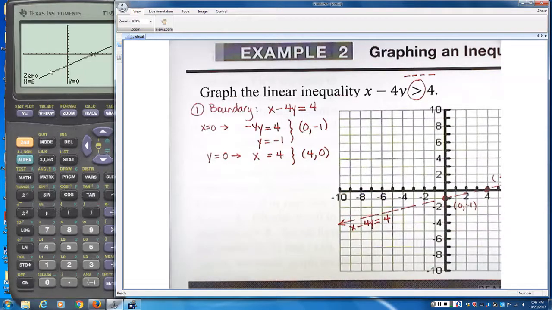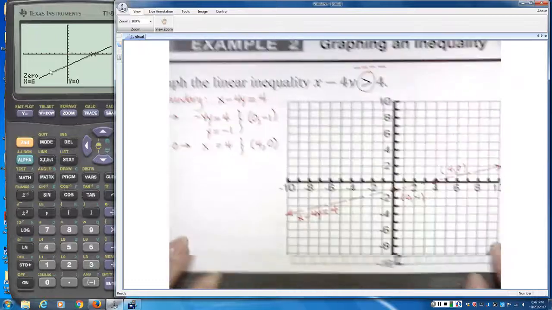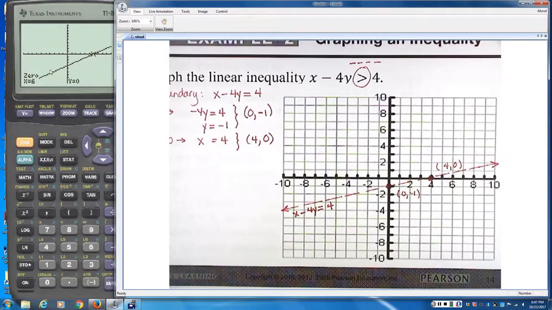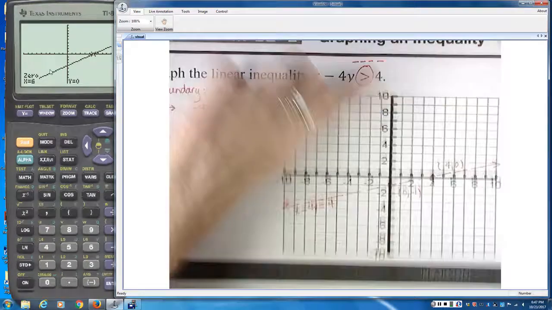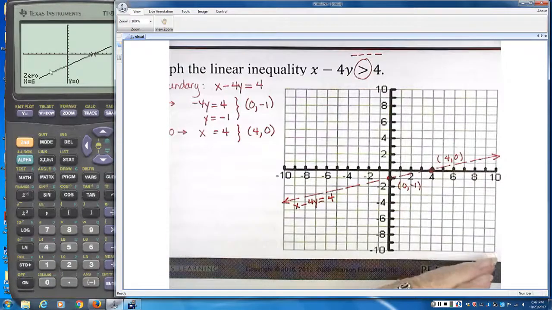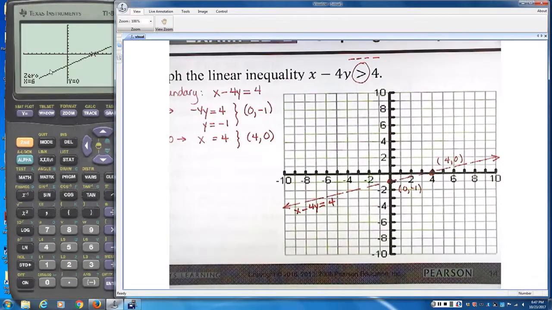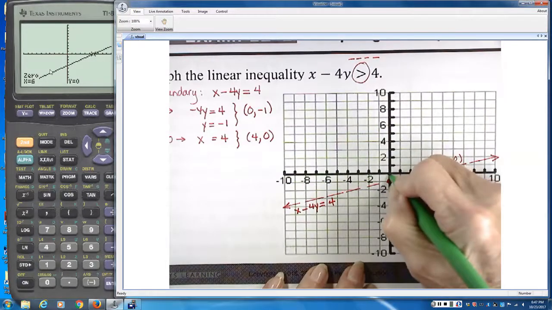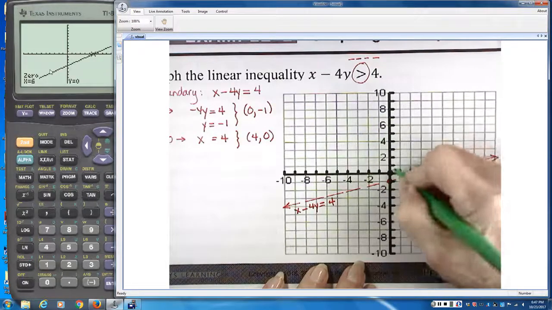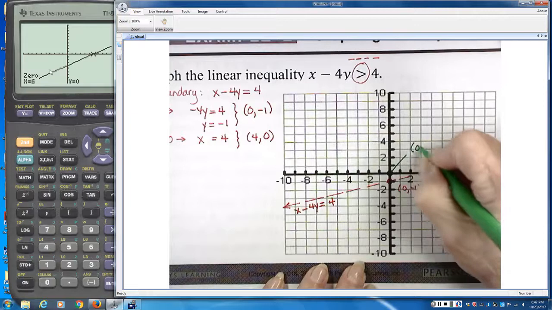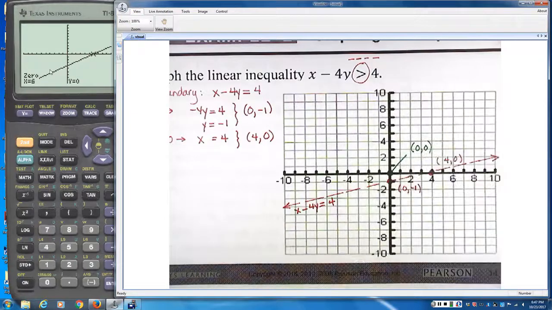And now we need to test a point to decide which side we want to shade on. You can actually pick any point you want on this side and on this side. But there is one point that's really my favorite point. Wonder what that point might be. 0, 0. That's my favorite point. The origin is always my first choice.